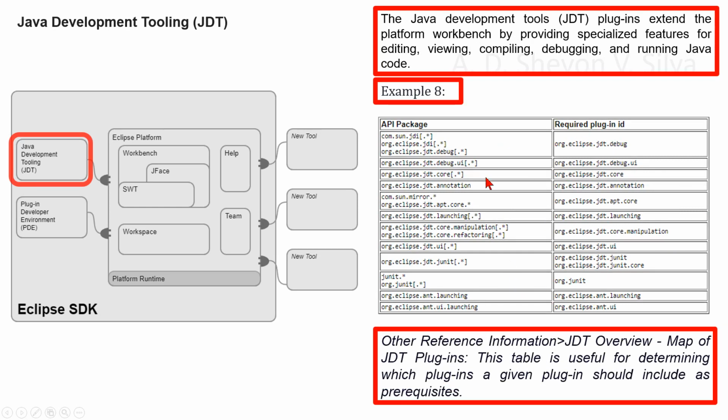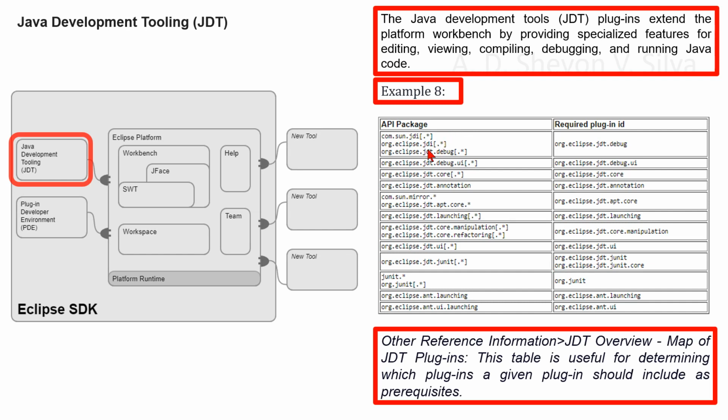Now we are considering JDT overview, map of JDT plugins, in other reference information. This table is useful for determining which plugins a given plugin should include as prerequisites. The Eclipse Java development tooling provides a comprehensive Java development environment. The Java development tooling itself is divided up into a number of separate plugins. The following table shows which API packages are found in which plugins as of Eclipse 4.18. This table is useful for determining which plugins a given plugin should include as prerequisites.